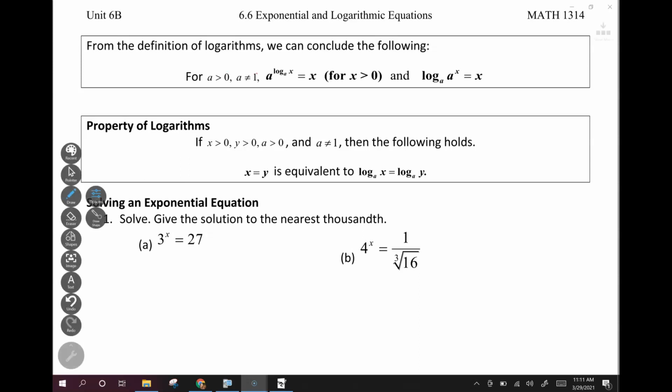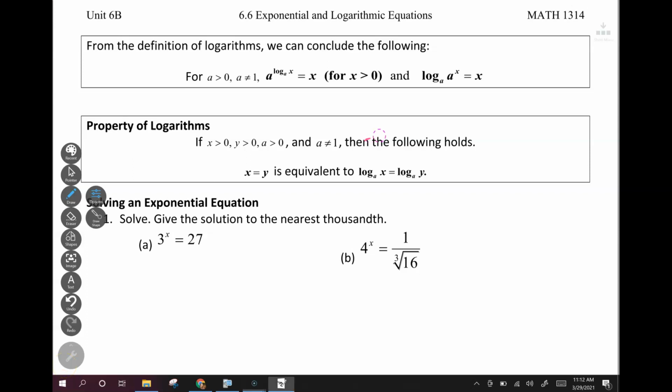From the definition of logarithms, we can conclude the following. For a greater than 0 and a not equal to 1, a to the power of log base a of x equals x. So what that's saying is that the log base a and your base a here cancel and you're left with x.